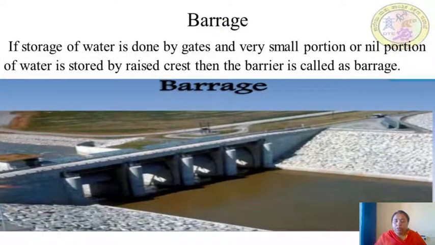Next, coming to the barrage, which is also included in the first component. If storage of water is done by gates, and a very small portion or nil portion of water is stored by a raised crest, then you call this barrier a barrage. You can see here.